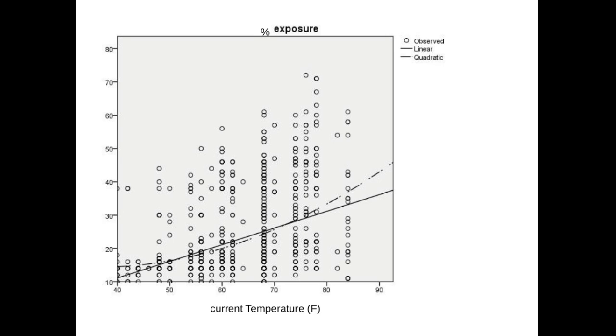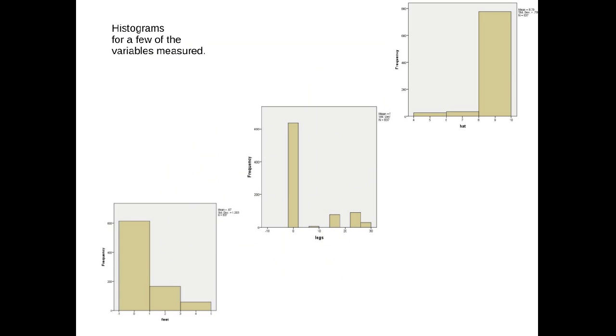And this is what happens if I tried to fit a quadratic and a linear to my observed data. So I put the current temperature in Fahrenheit along the bottom against exposure. So this is just all my data. It doesn't look like there's as much data as there is because there's a circle on top of another circle. It just shows us one circle, a dark circle.